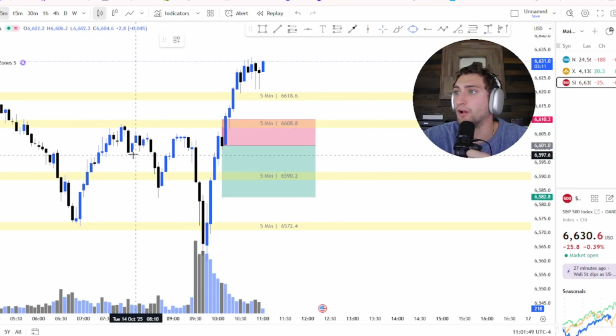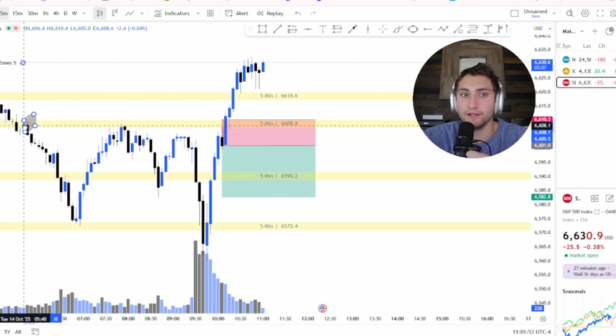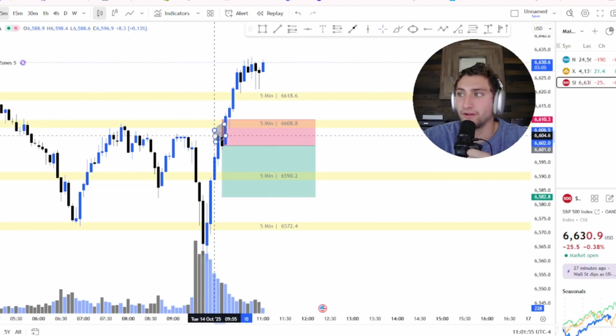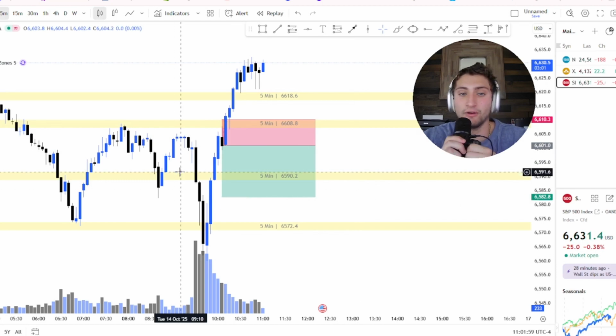Why would they do that? Well, you have rejections off of the area here. You have rejections off the area over here. So when price gets to this area and rejects again, they're looking to take a short position, but they would have gotten stopped out. Now you can look at that and say, oh, the zone didn't print a correct zone.